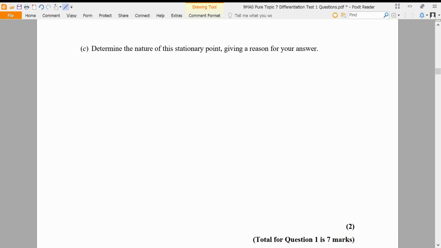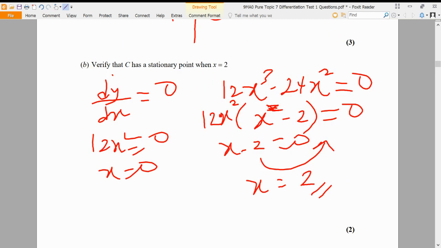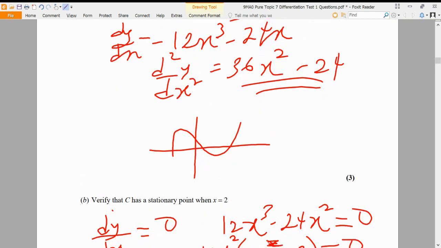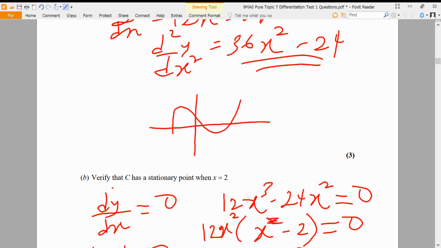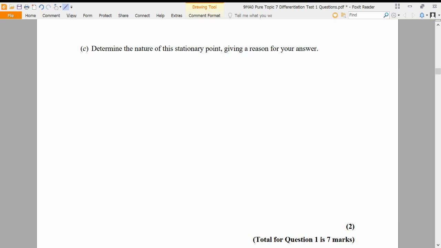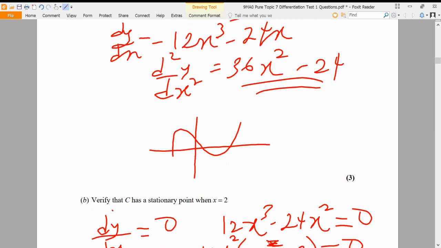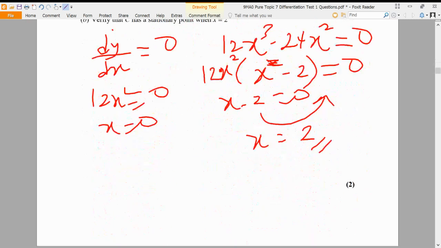To be sure, let's look at the marks for this, so you do not need to take too much time in solving these questions. I say again that all you need to do right now is to find the second derivative, which you have done already. The second derivative in our above question, d2y dx squared, is 36x squared minus 24. So 36x squared minus 24. That's your d2y dx squared.